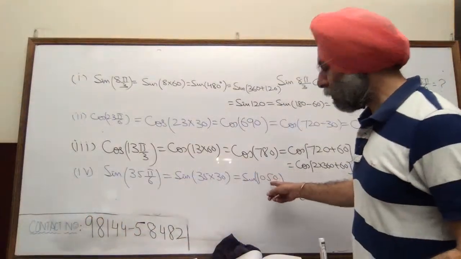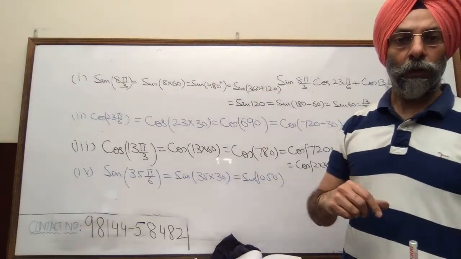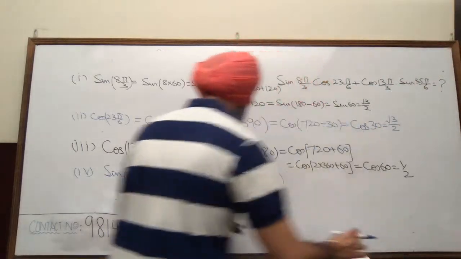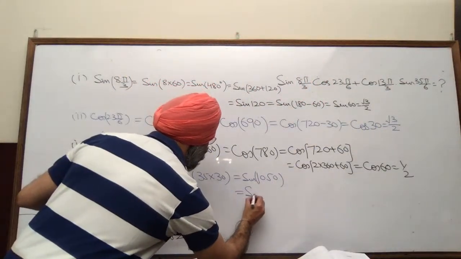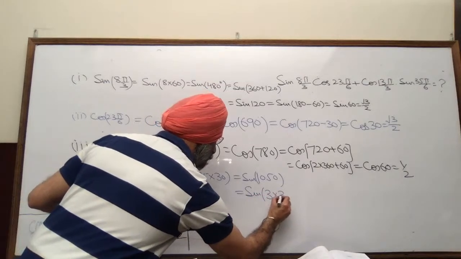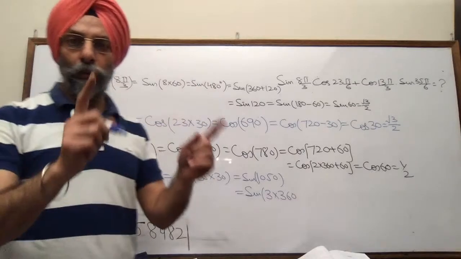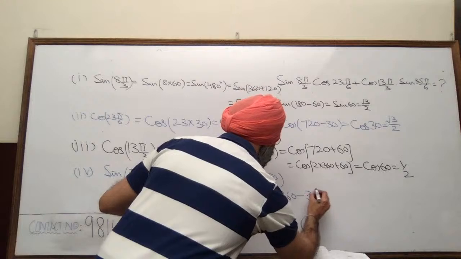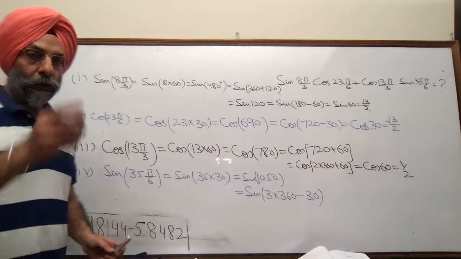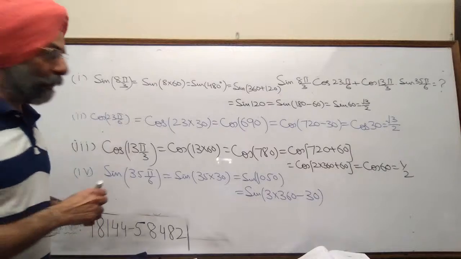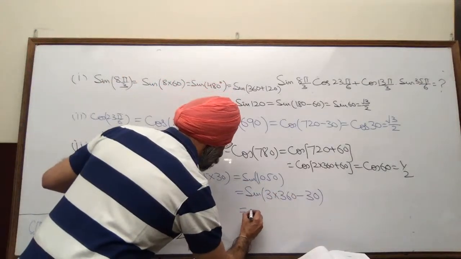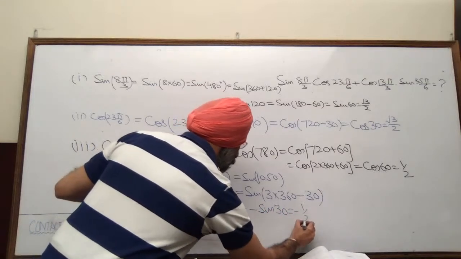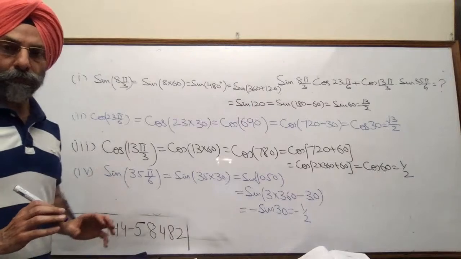Now our rotations are more than 2 rotations. So that means, can I write this as sine of 3 into 360 degrees, because 3 into 360 is 1080, minus 30 degrees. 3 complete rotations minus 30 degrees, which means it falls in the 4th quadrant. So minus sine 30. So the answer is minus half.